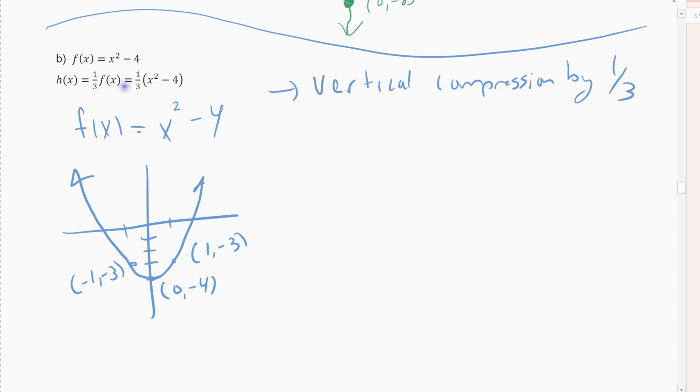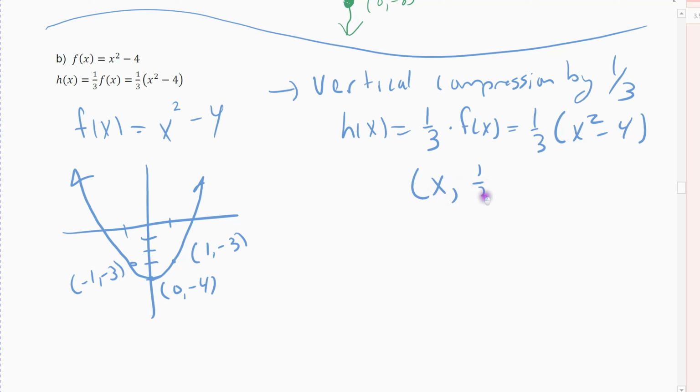Multiplying my original function by 1/3, right? H of x is taking 1/3 and multiplying it by f of x. And so it's 1/3 times the entire function x squared minus 4, right? That was my original function. And so what we're literally doing is my x values stay the same, my y value gets multiplied by 1/3. Or again, think about it as all my y values get divided by 3. Right? Every single one of them is going to be divided by 3.